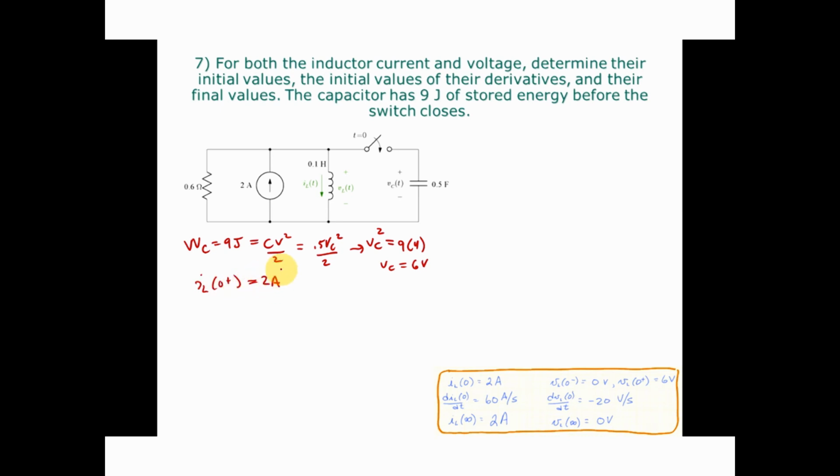Because the inductor has become a short, it's going to take all that current flowing through it. What about dIL dt? What's the slope on that inductor at 0 plus? Don't read the answer. How do we find the slope of that current? It's that same step we did in the last problem. We want to find the derivative of the current at t equals 0. We have to use some other variable to figure that out.